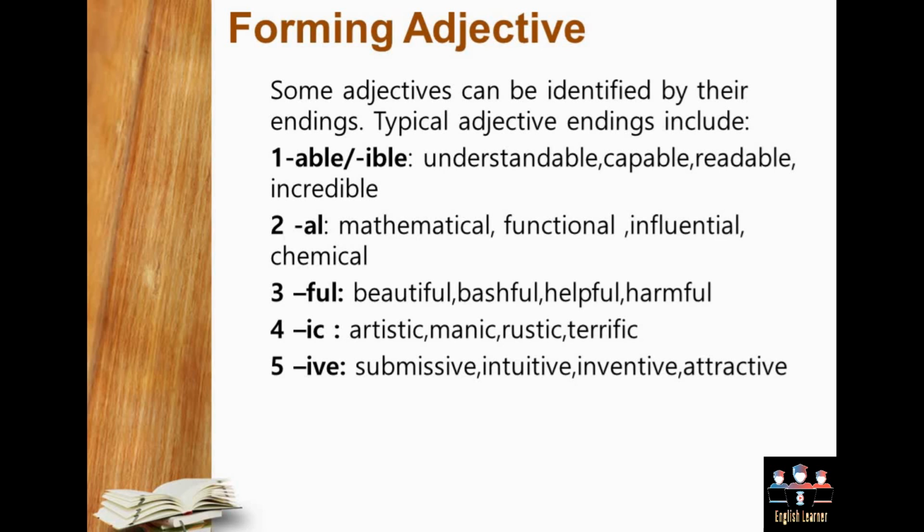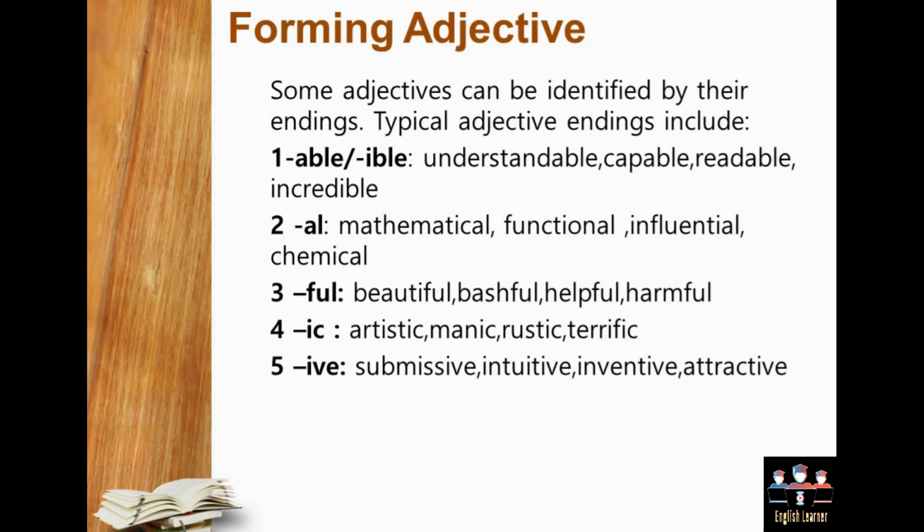Let's discuss the typical adjective endings with number 1. Able, or ible. If you are going to affix able at the end of any noun, it will give you an adjective. For example, understandable, capable, readable, incredible. So you have seen that by adding able or ible at the end of these words, we have made adjectives.